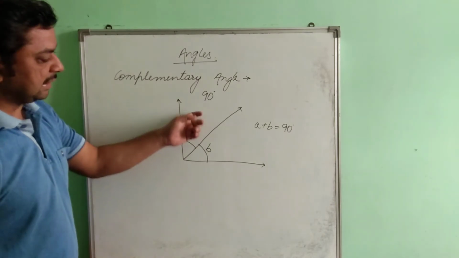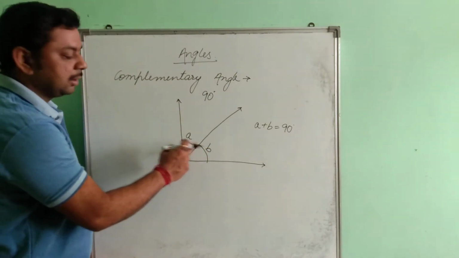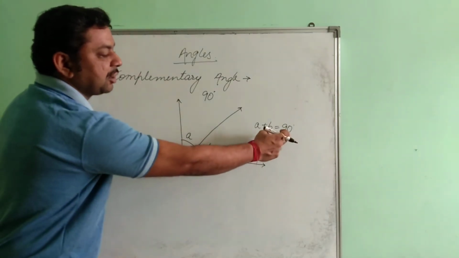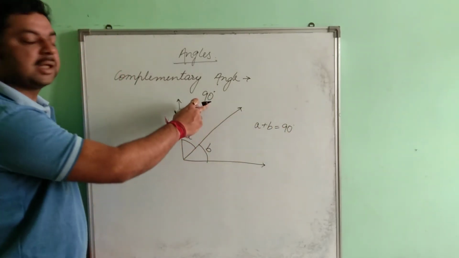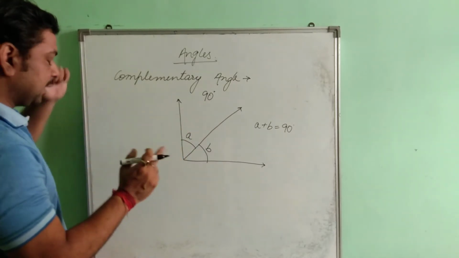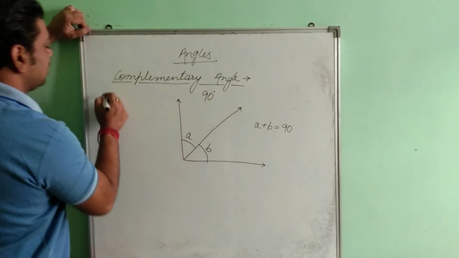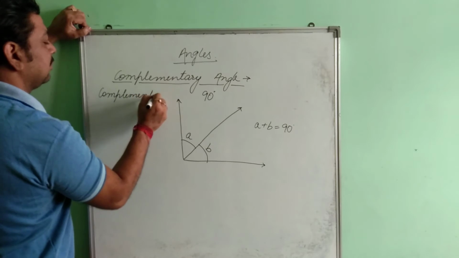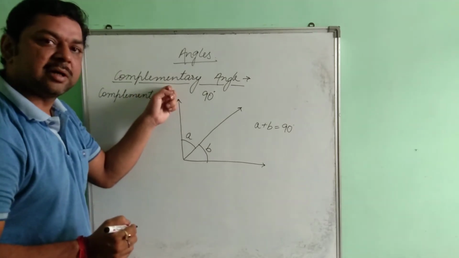Clear? This is an example of adjacent angles. This is your one angle, this is your another angle. While combining both these angles, you should get the sum of 90 degrees. Then that would be considered your complementary angle. Clear? There is one more name also given over here, complement. Clear? Your complement is different from your complementary angle.